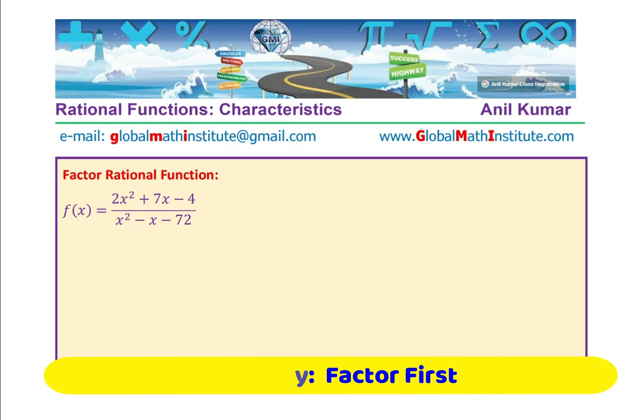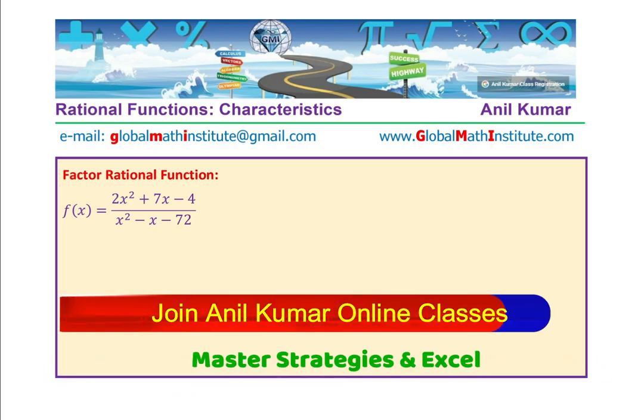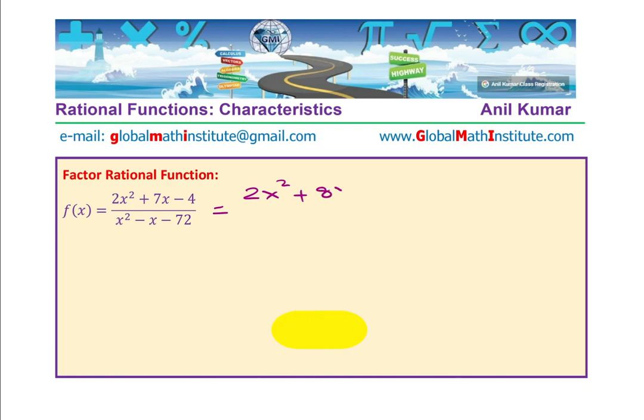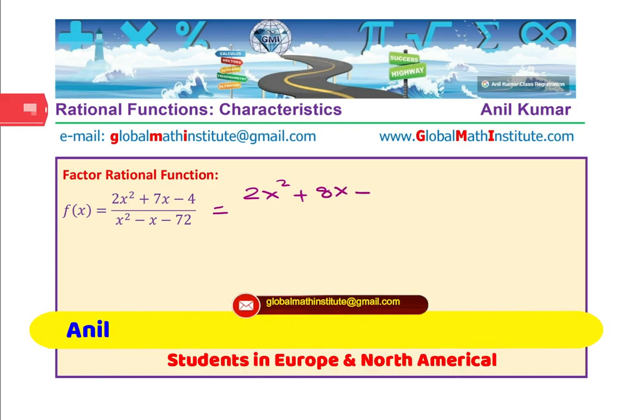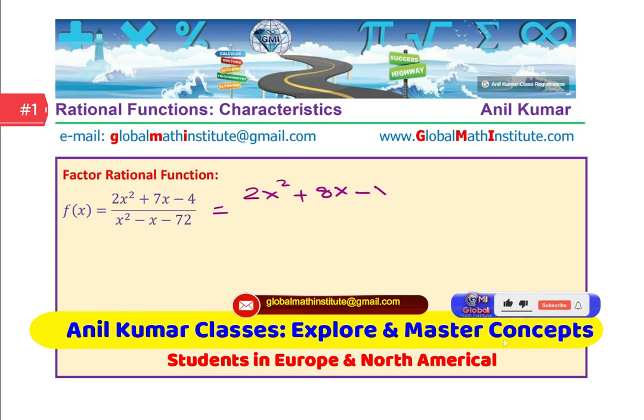So here we have the function given to us. Let us factor both numerator and denominator. f of x is 2x squared plus 7x minus 4. We are looking for product of minus 8 and sum of plus 7. So we could write the numerator as 2x squared plus 8x minus x, that will give you 7x minus 4.